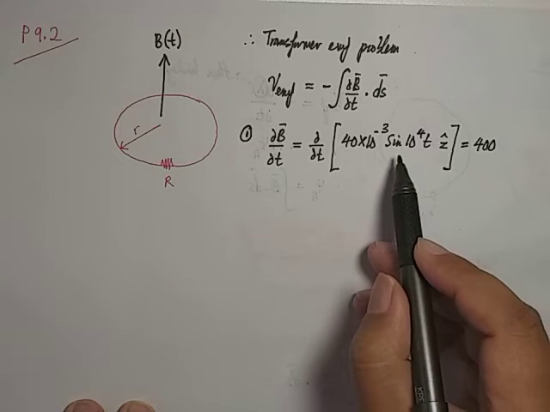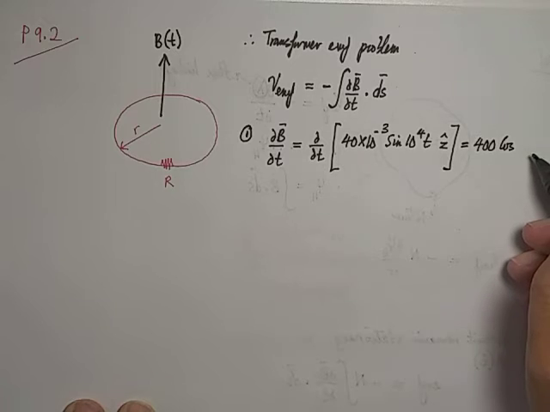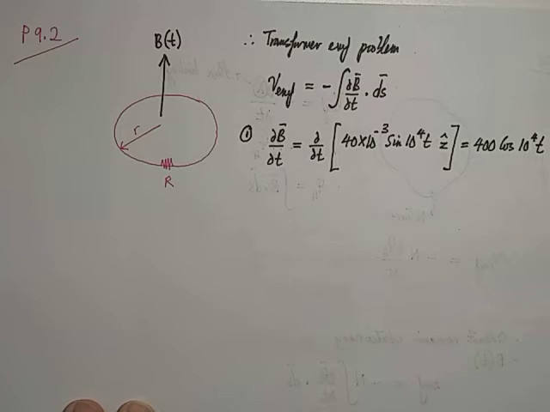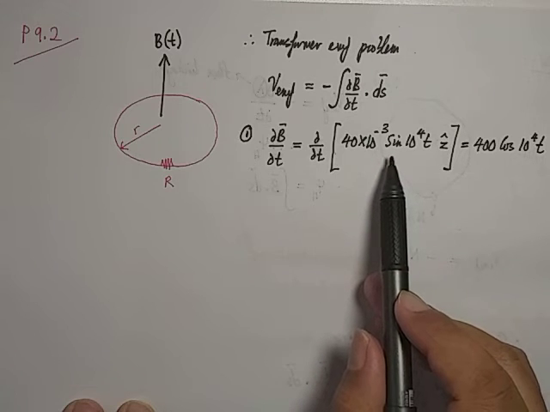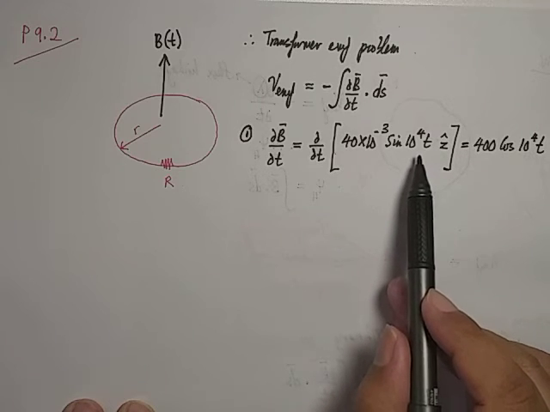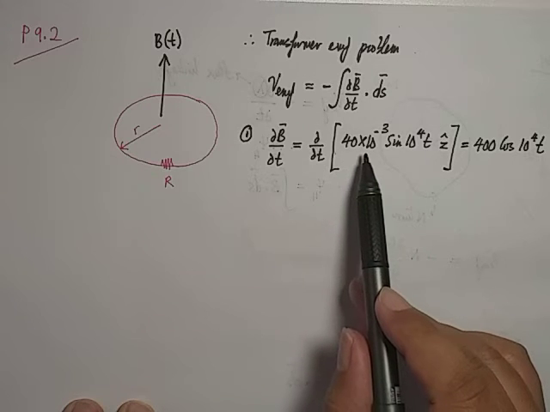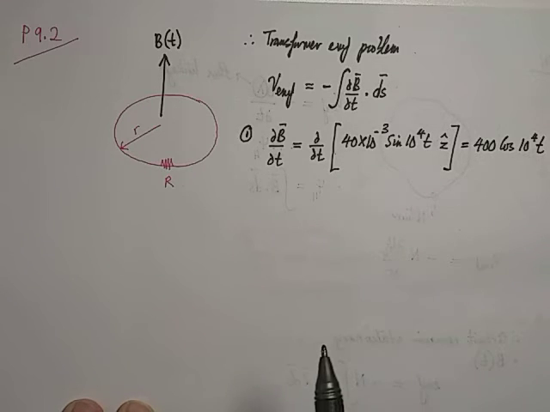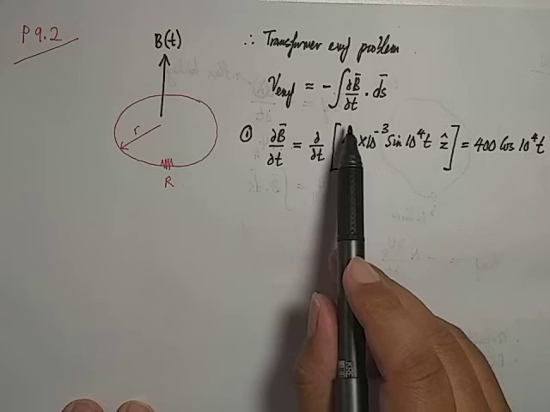So I'm going to differentiate sine, you're going to become cos, and then the other terms remain as they are. So that should be the solution of the differentiation. Very simple. Differentiate sine, you're going to have cos, and then you differentiate the inside term of this sine, going to give you 10^4. You multiply with 40 times 10 to the negative, you're going to get 400. That should be the first step needed to solve the transformer EMF.